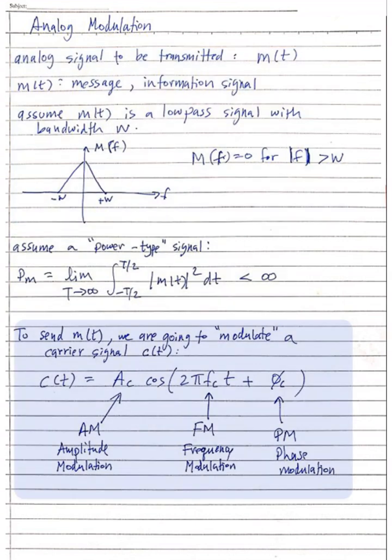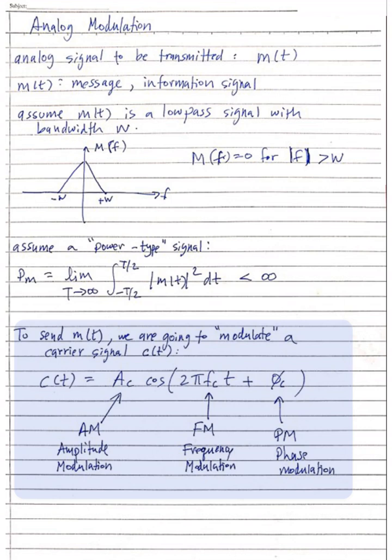To send a message signal m(t), we are going to modulate a carrier signal c(t). The carrier is shown here as c(t) equals Ac cosine of 2 pi fc t plus phi c. Here Ac is the amplitude of the carrier signal, and fc and phi c are the frequency and phase of the carrier signal. What we mean by modulating a carrier is that the information signal is encoded in some characteristic of the carrier signal. When the information signal is encoded in the amplitude of the carrier, we have amplitude modulation.